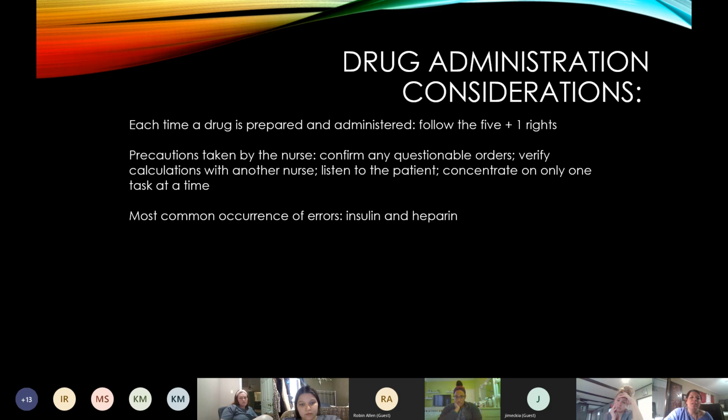The most common occurrence of errors occur with insulin and heparin, both of which can be life-threatening if given in the wrong amounts. So because of that, what do you think is a way to prevent those drug errors, specifically with those 2 drugs? How can we prevent that?